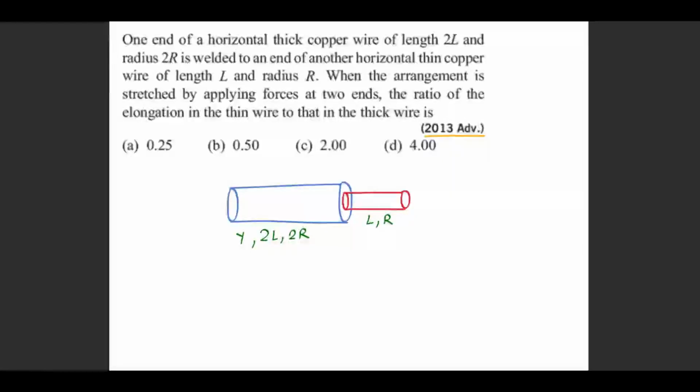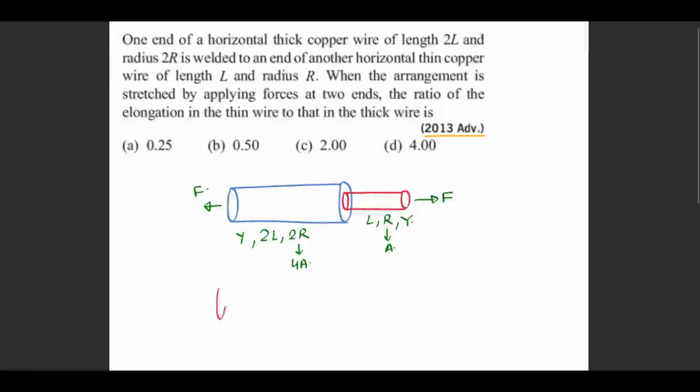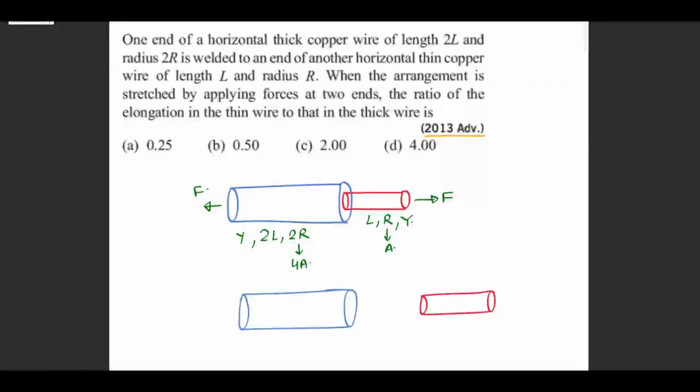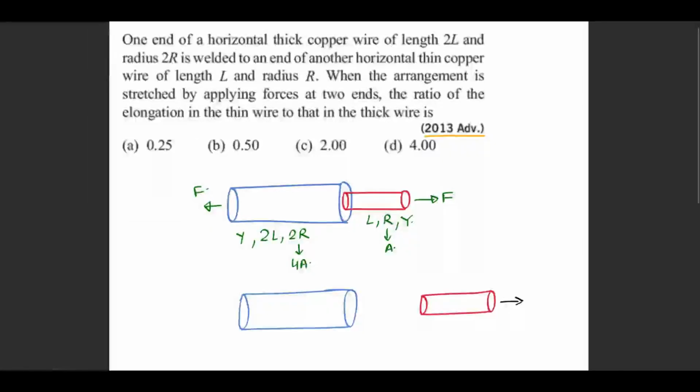Both are copper wires, so Young's modulus will be the same. If this area I consider as A, this will have a cross-sectional area of 4A, right? We are stretching this by applying two forces F and F. Okay? Now, since the entire setup is in equilibrium, if I draw the FBD of the two separately, also they should be in equilibrium. So this will be F, this is F. So this will also be having F, this is F.